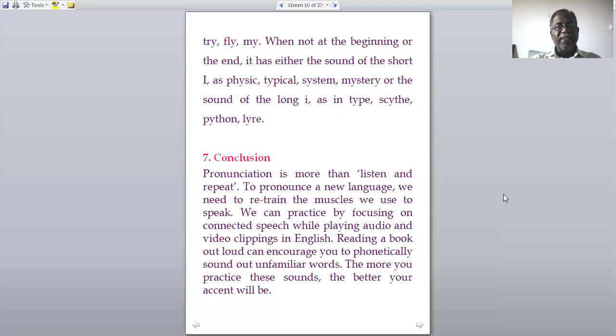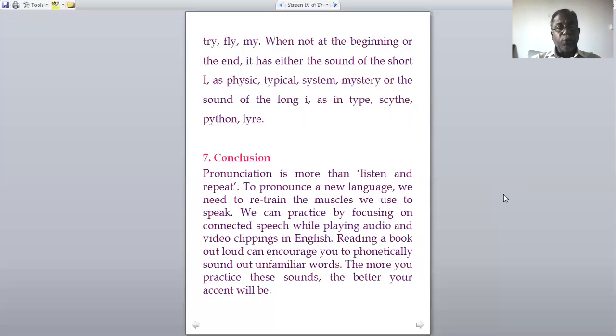And last one, conclusion. Pronunciation is more than listen and repeat. So we need to listen and we need to practice repeatedly, again and again. That is very important. More than that, you need to have something extra. You should have that feeling always, yes, I can speak like a speaker, I can speak like a foreigner, especially people from England, UK.